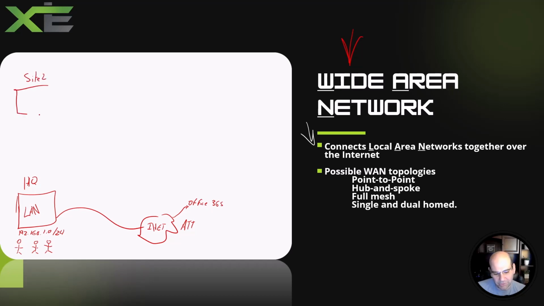So we open up another site and we build an entirely different local area network, right? And let's just say that this is 192.168.2.0 because we like being consistent. So we want to put site 1 on a .1 subnet. We want to put site 2 on a .2 subnet. It makes our OCD happy.